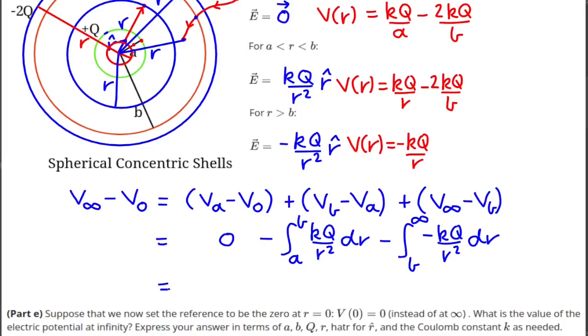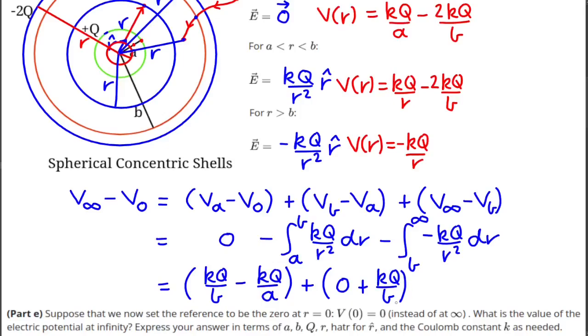So what we get is minus kq on r, evaluated from a to b, so that will be kq on b minus kq on a. Then minus is a plus, and the integral evaluates to minus kq on r, so we have minus kq at infinity, which is 0, by evaluating the improper integral, and then minus kq on b. As you can see, our result is minus kq on a plus 2 kq on b. So it's the same result that we got earlier with opposite signs.